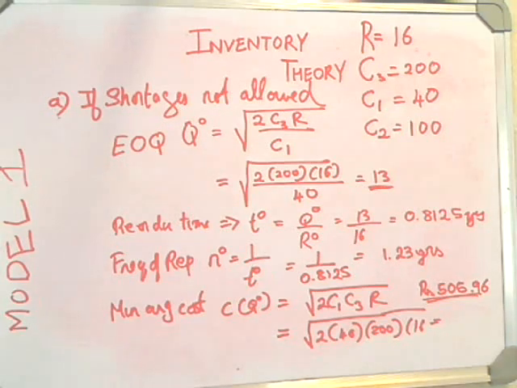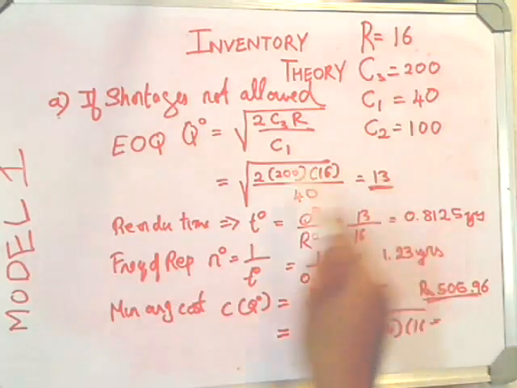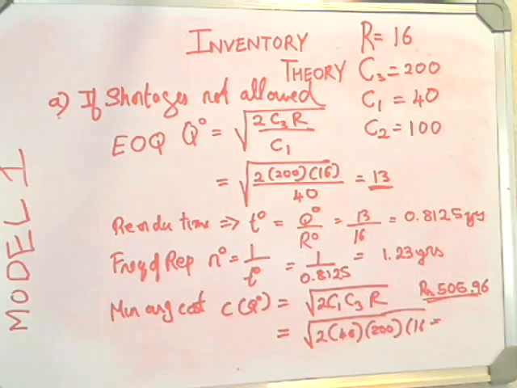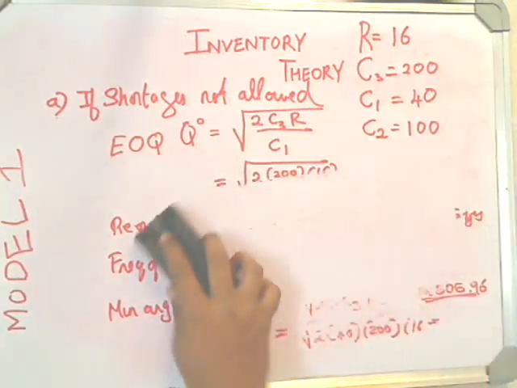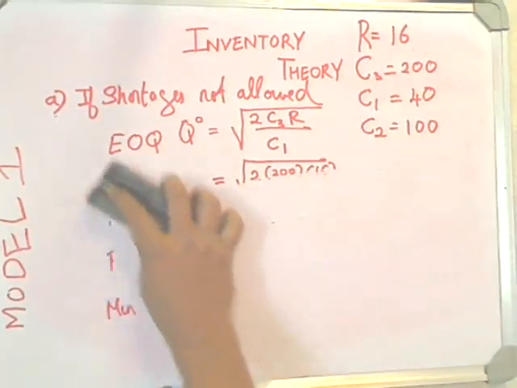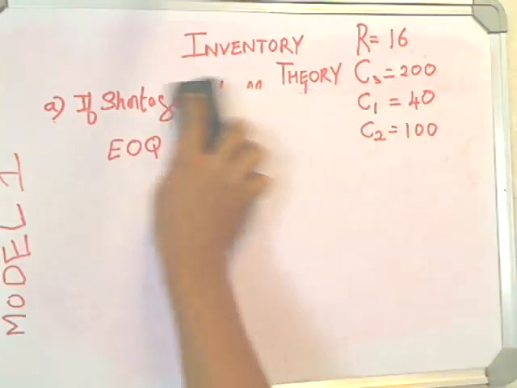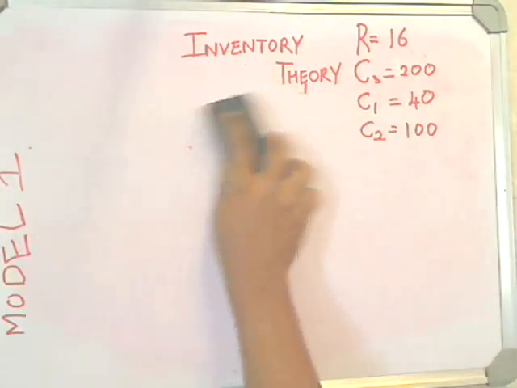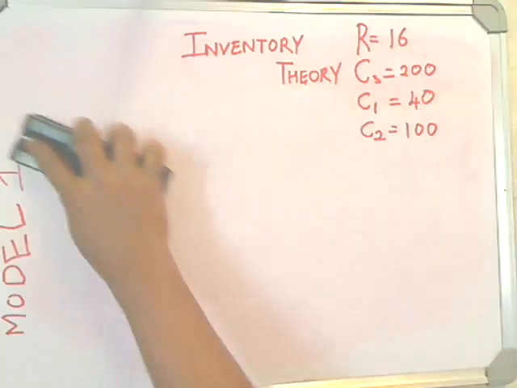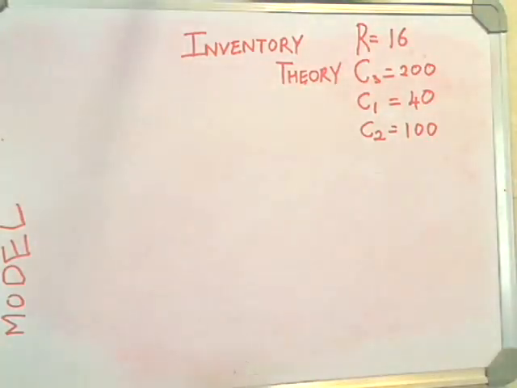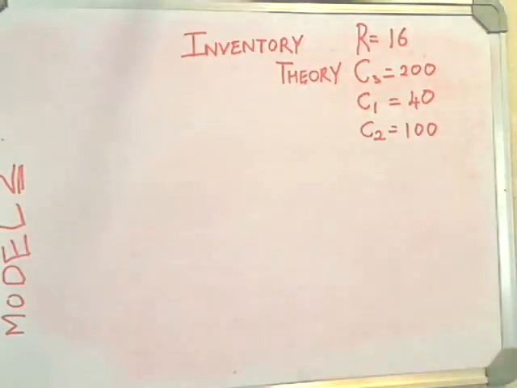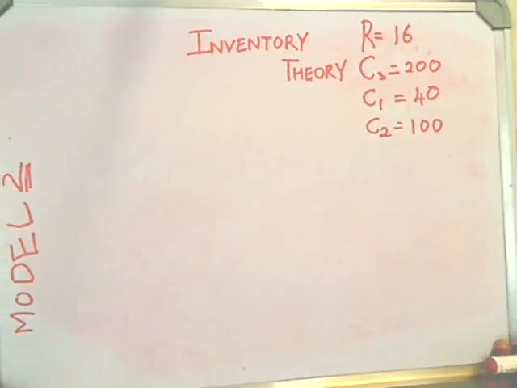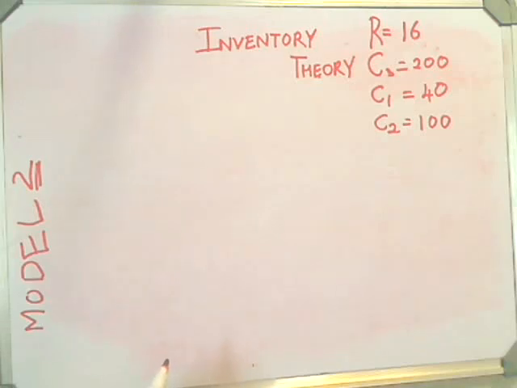Now, using the same bit of data and some of the answers that you've got in this, you can in fact find the other side of inventory theory, wherein if shortages are allowed, how would you go about calculating these different values? I've not erased the data here. I'll consider this as model number 2. And now model number 2. How would you go about considering if shortages are allowed?